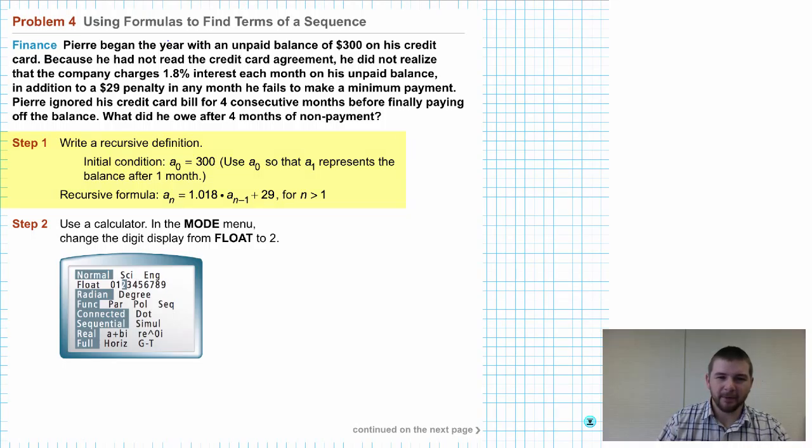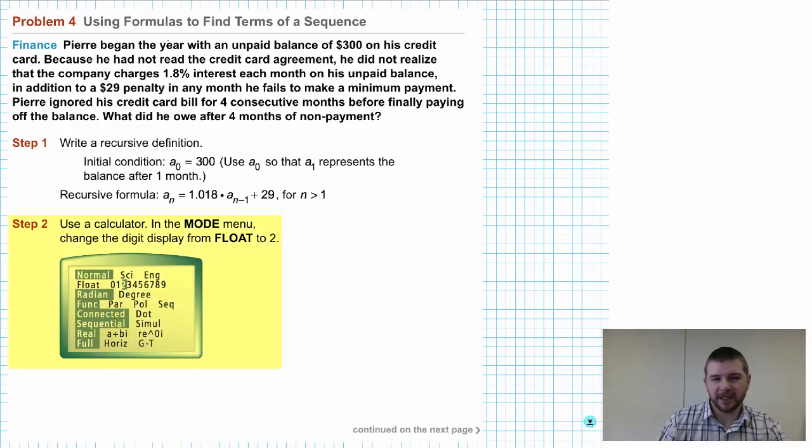Our recursive formula can then be written as A sub n, where n will be any number of months past the start of the year, equals 1.018. And note that 1.018 represents a 1.8% interest in addition to 100% of the balance. So that would represent 1 plus 0.018. And this is being multiplied by A sub n minus 1. That would be the credit card balance in the previous month, plus a constant of 29. And 29, of course, represents the flat fee for any month that a minimum payment is not made. And of course, this all only works if n is greater than or equal to 1, because we're not talking about using this formula for the months before the start of the year.